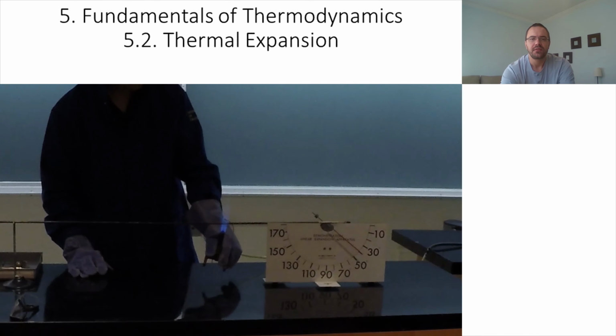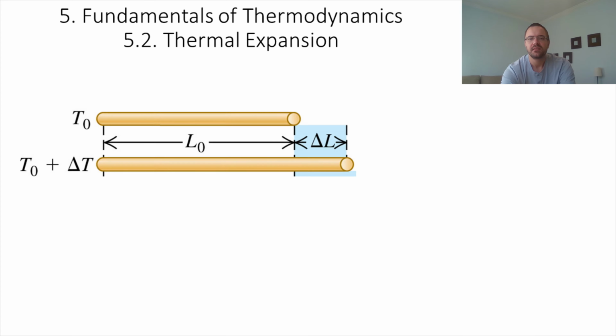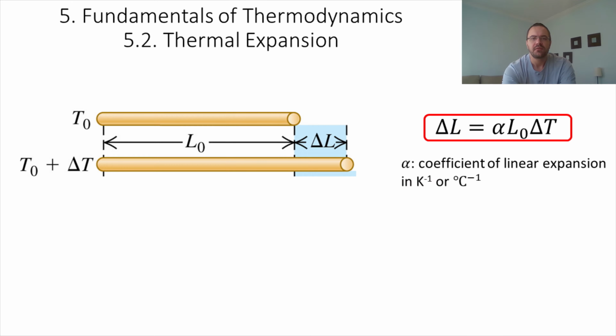Now let's discuss this situation. So let's say that you have a rod at a temperature T0 and the rod has a length L0. Now if you increase the temperature by an amount delta T, then the length of the rod increased by an amount delta L. And delta L is given by alpha times L0 times delta T. Now in this relation, alpha is the coefficient of linear expansion in inverse Kelvin or in inverse Celsius.